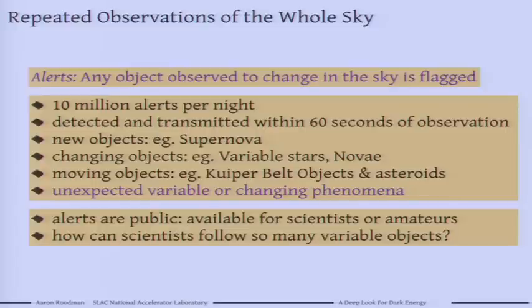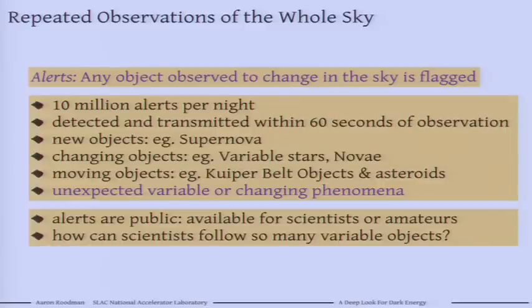This is the fast part of the LSST mantra. An alert is any object observed to change in the sky. I said already, we'll get 10 million per night. Those will be detected and transmitted, the promise is within a single minute of their observation. So really real time. As images are being taken, the data is sent to processing farms, and it's analyzed really instantly to look for anything that's changed in the sky.